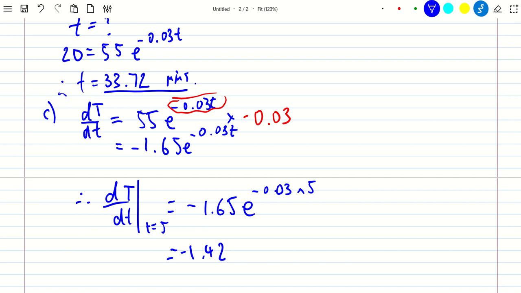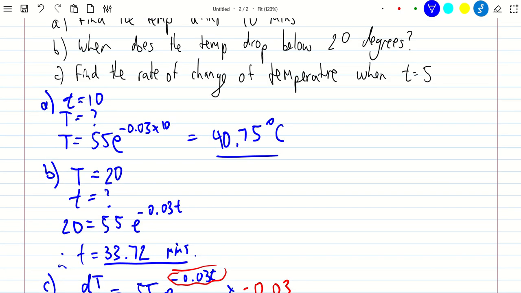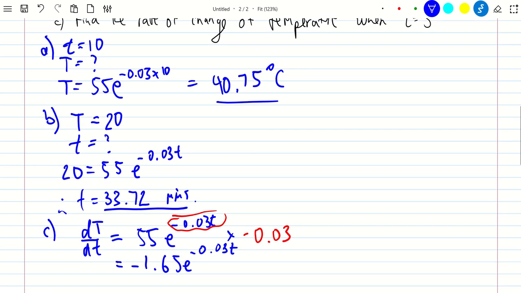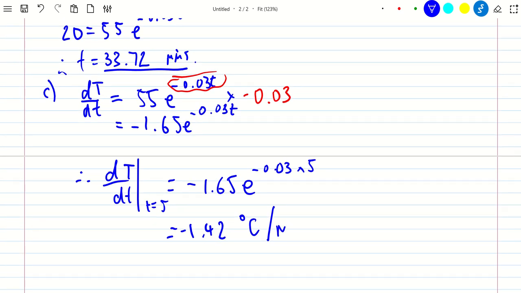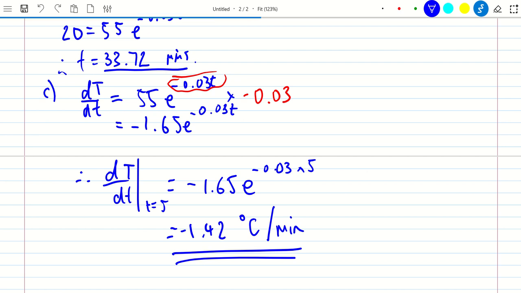Okay, and what are the units here? So this is dT/dt. That's how much the temperature changes over time. The units of temperature is degrees Celsius per, and the time, t was time in minutes. So that's minutes. Okay, so make sure you put your units in there. So let's just have a think about what this means. The rate of change of temperature after 5 minutes is equal to negative 1.42 degrees Celsius per minute.